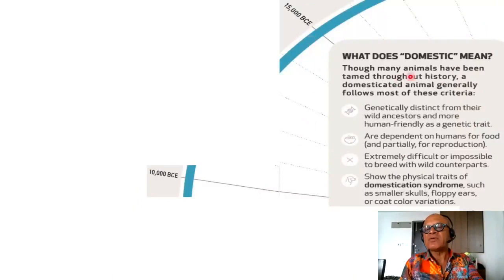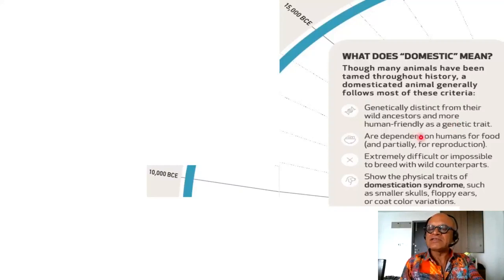15,000 before Common Era. What does domestic mean? Sorry, I'm somehow having trouble reading properly. Though many animals have been tamed through history, a domesticated animal generally follows most of these criteria.